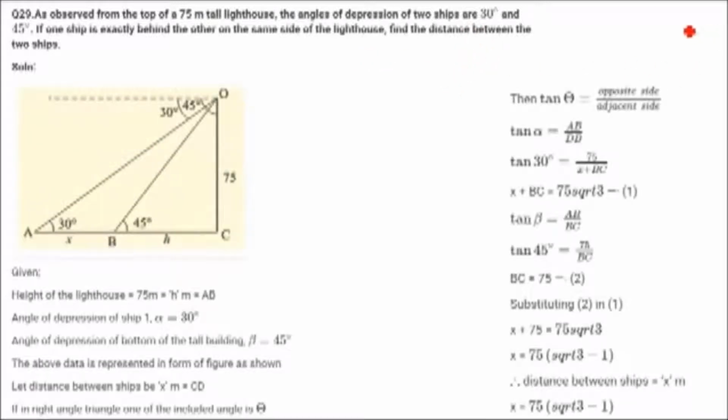As observed from the top of a 75 meter tall lighthouse, the angle of depression of two ships are 30 degree and 45 degree. If one ship is exactly behind the other on the same side of the lighthouse, find the distance between the two ships.